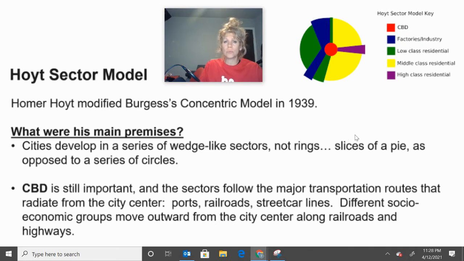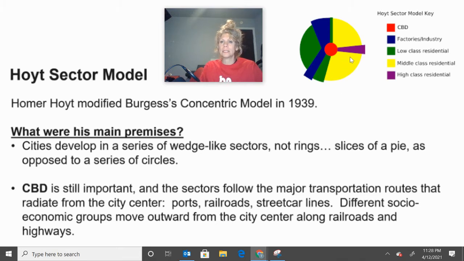They're actually going to represent slices of pie as opposed to a series of circles. And it's really important to note in this model that the central business district has these sectors or slices of pie that are going to follow our major transportation routes, and they're going to radiate out from that central business district. We're going to look deeper into an example here, but generally these sectors are going to go along a railroad or even streetcars or main highways. So again, you're going to see different socioeconomic groups that move outward from the city along these transportation routes.